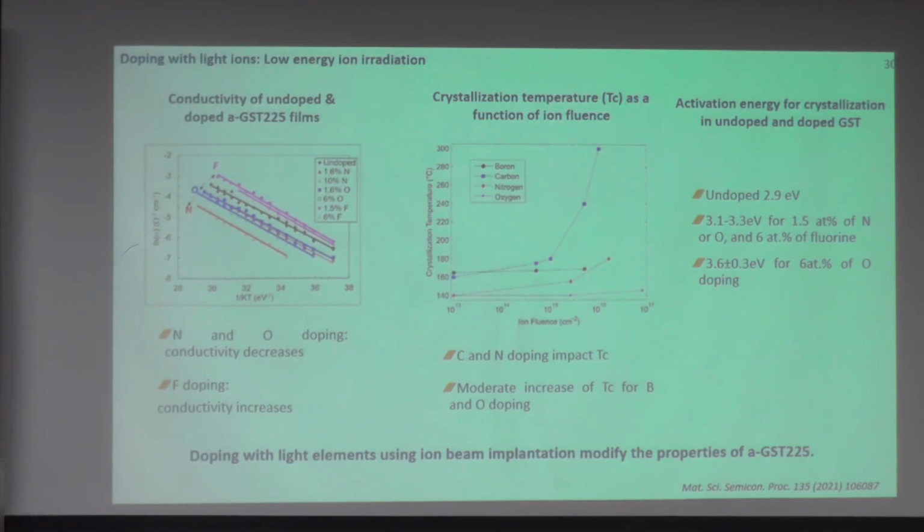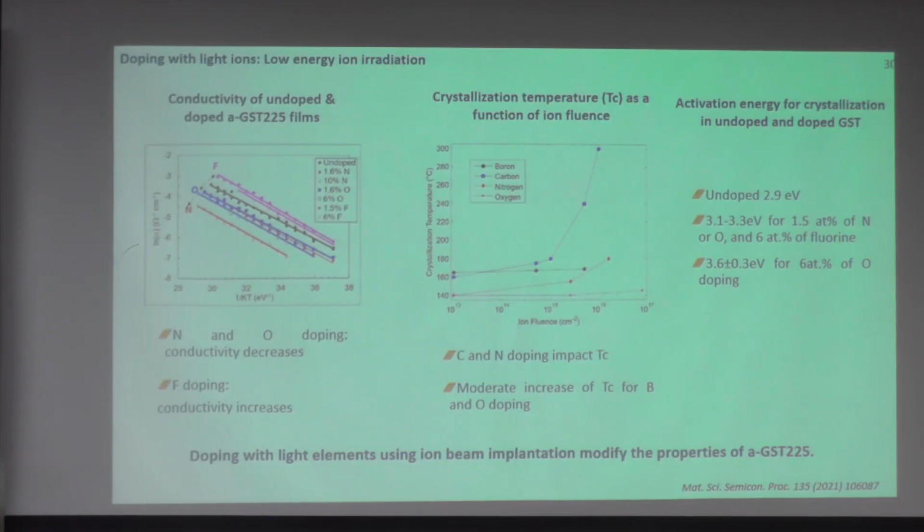Doping also influences the activation energy of crystallization. The activation energy of crystallization for undoped material is in the range of 2.9 eV. Doping with nitrogen, oxygen, and also fluorine can increase this activation energy of crystallization, and oxygen at a high value of 6 atomic percent also increases the activation energy of crystallization.